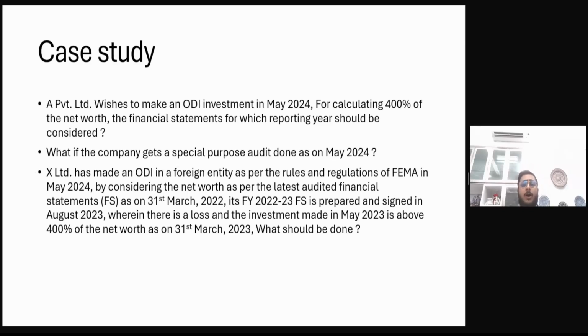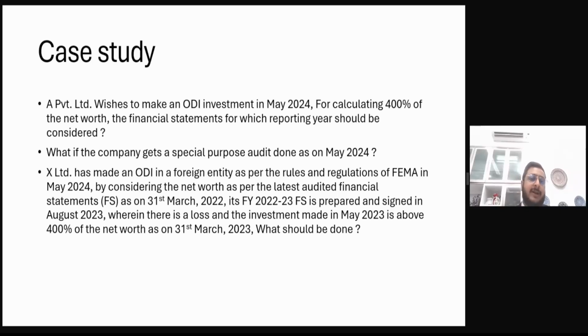Now when we say last audited financial statements, suppose for example we are in the month of May 2024. We all know that for the financial year 2023-24, the due date for filing your balance sheet with the ROC is by September 2024. So there may be a chance that by May 2024 the financials are not yet ready. But I want to make an ODI. So which balance sheet should I refer to? Because I do not have a March 24 balance sheet right now.